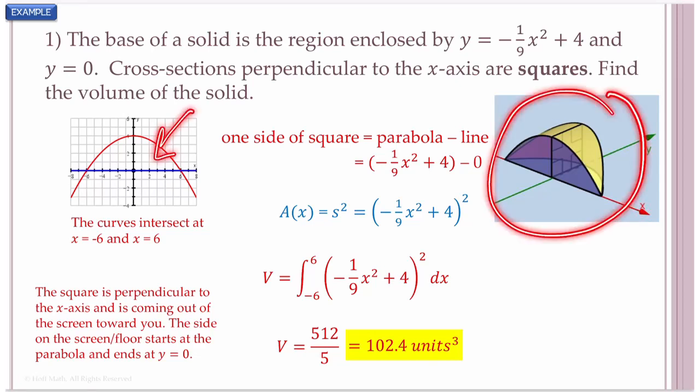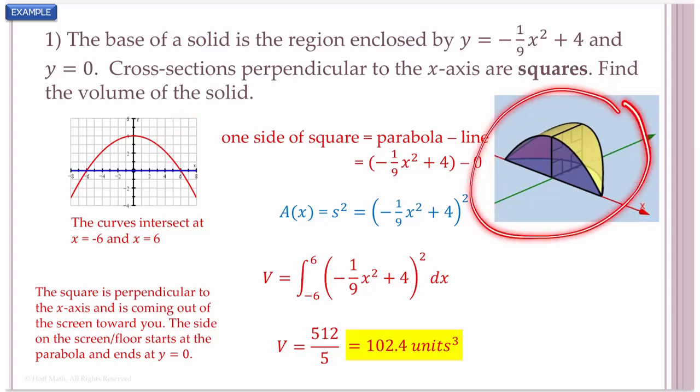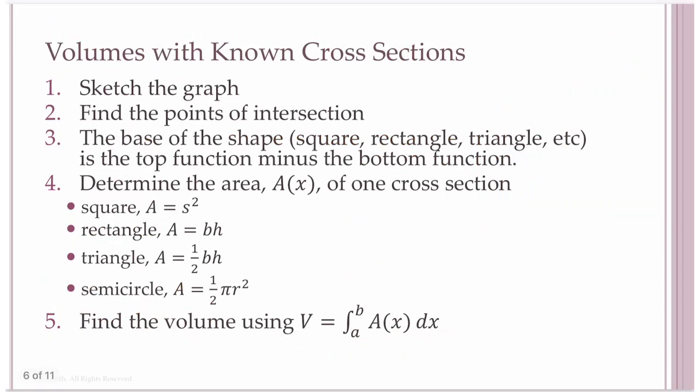So again, this right here would be the Google Earth view, and this over here, the 3D view, is like your street view. If you'd like some steps, first you're going to want to sketch the graph. You need to find the points of intersection for the area that's bounded. The base of the shape, think about the base as being like the floor, whether it's a square or a rectangle or a triangle, etc. That's always going to be your upper function minus your lower function.